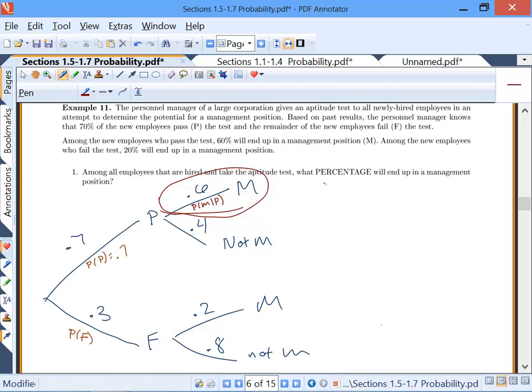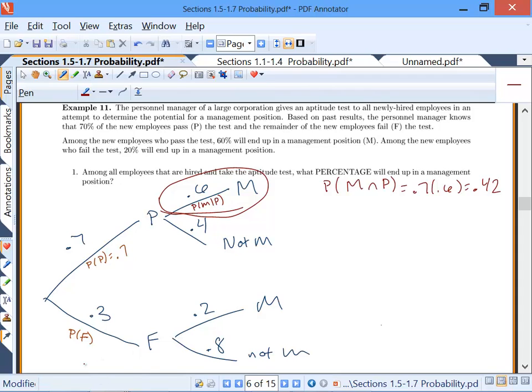So if I multiply them, probability P times the probability of M given P, that gives me, if you remember, M and P. So if you multiply along the branches, you always get the probability of the intersections. So 0.7 times 0.6 gives me 0.42. Is that right? Okay.